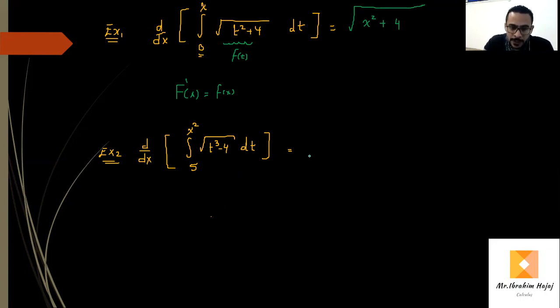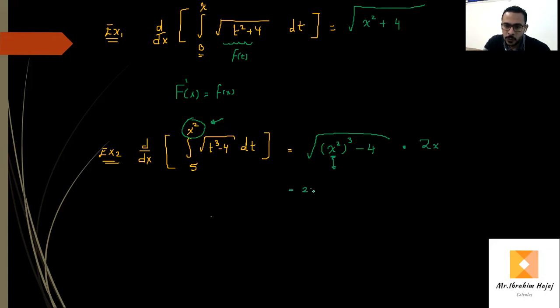It has another proof also, but no need to take it here. We don't need to know its proof, but when the upper limit is not x, it's a function like x squared, cosine x, tan x, any other function, not x, you have to replace the t by x squared, and this all to the power of 3 minus 4. And then don't forget to multiply by the derivative of x squared, and all of us know it's 2x.